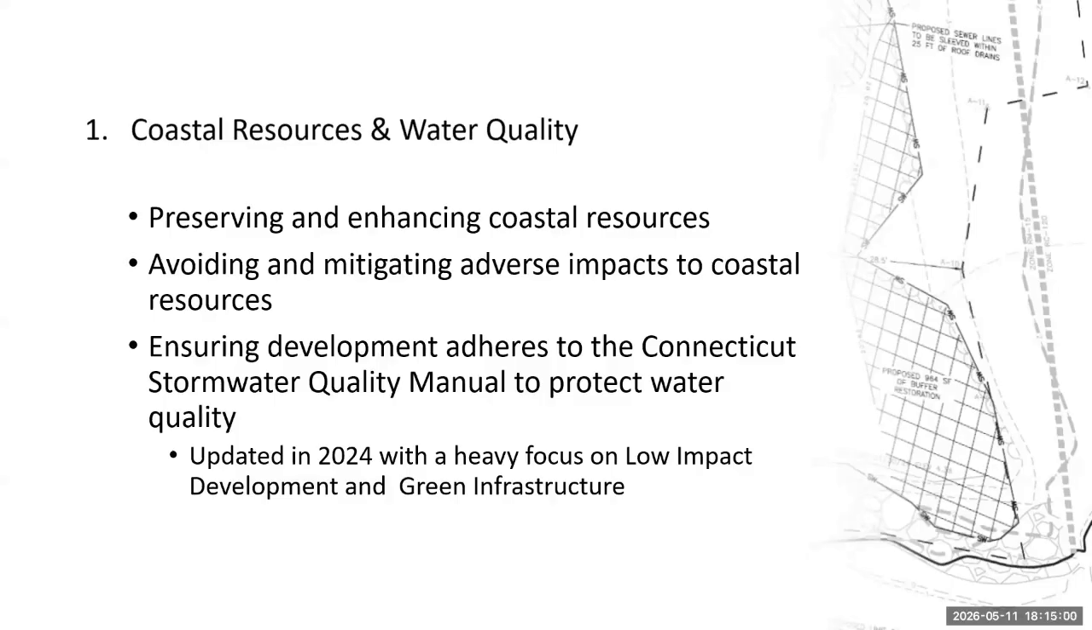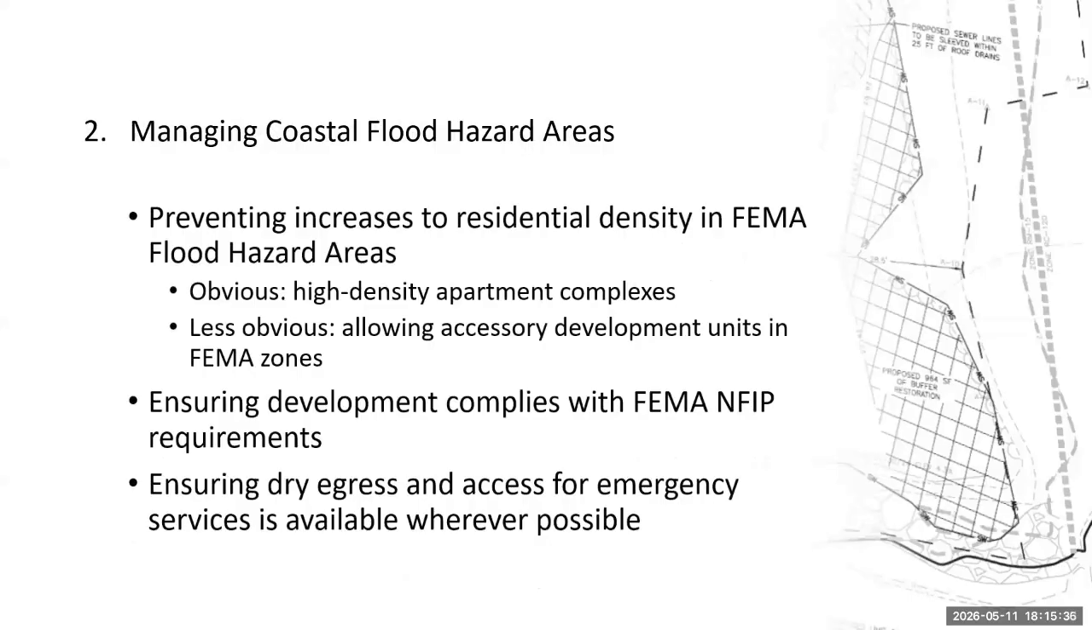And then, of course, ensuring that development adheres to the state's water quality manual, which has just recently undergone an update to incorporate a lot of low impact development techniques, green infrastructure, making sure that there are things like rain gardens and other retention where you keep the rain on site for as long as it can, and then it gets filtered into the ground so that it gets treated before it gets discharged. Those are all things that affect coastal resources and water quality, and that's one of the first tenets of coastal management. The second has to do with managing coastal flood hazard areas.